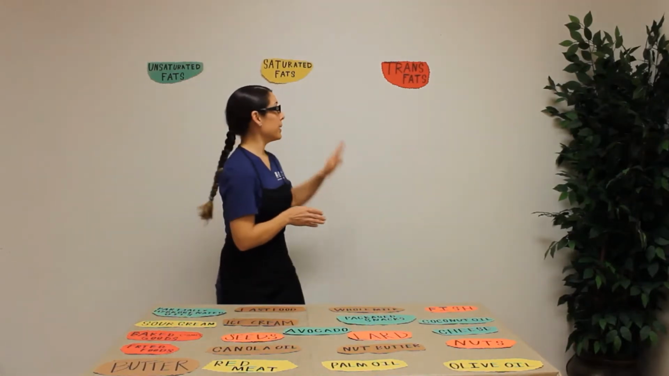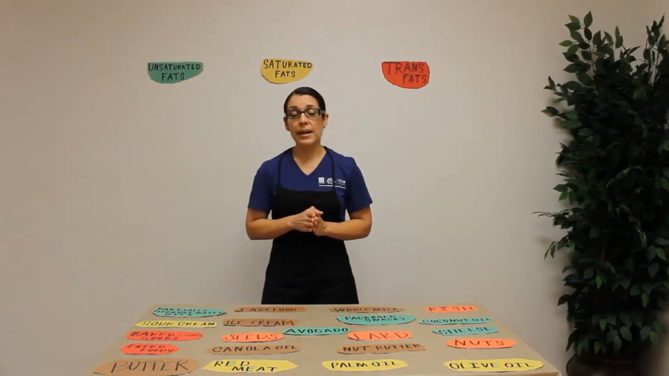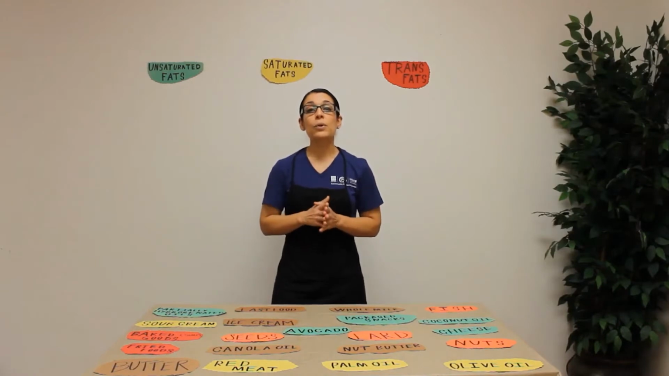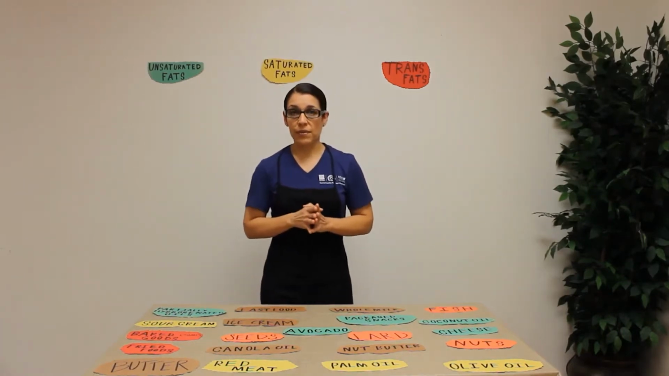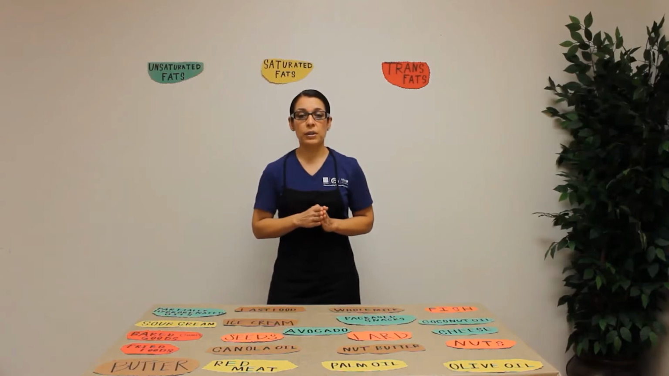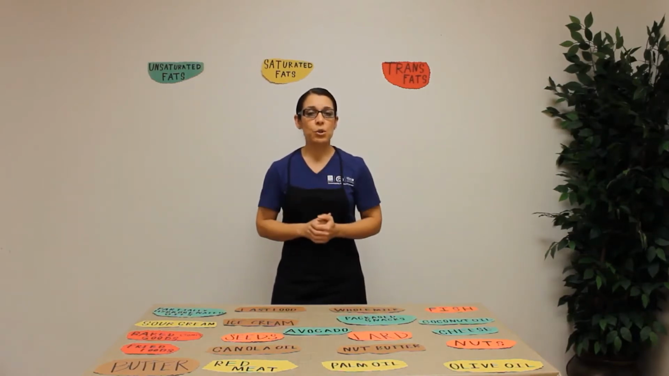Now, the other kinds of fats, for example, saturated fats, can be considered bad because they actually raise bad cholesterol levels. They can also lower our good cholesterol levels, and they increase the risk of heart disease and stroke. Trans fats are similar to saturated fats in that they raise our bad cholesterol levels. Trans fats also reduce our good cholesterol levels, and they not only increase the risk of heart disease and stroke, but they also increase the risk of type 2 diabetes.